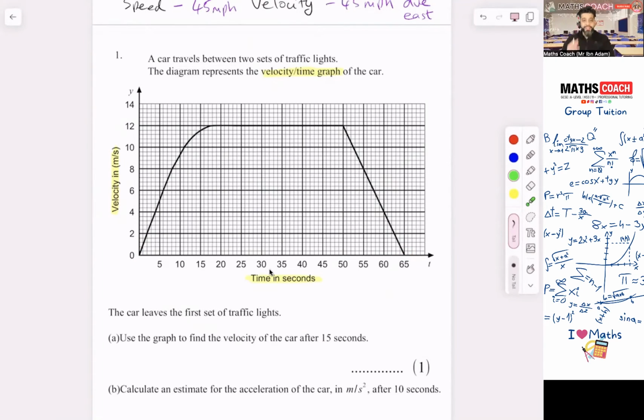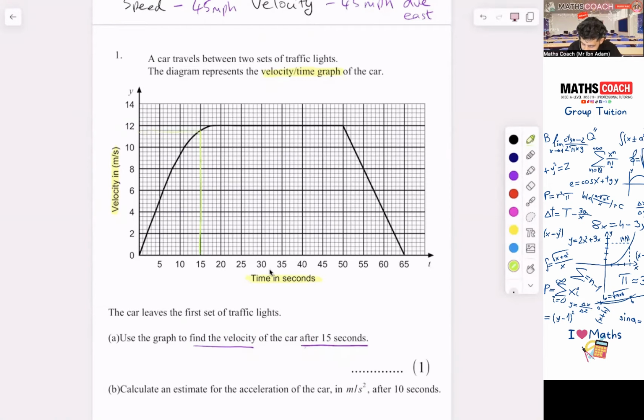Now, the first question is, use the graph to find the velocity of the car after 15 seconds. Nice and easy. We can just read that from the graph. You go and find where 15 is on the x-axis, where the time is, and then you draw a line, you see where it hits the line, and then you just simply read across. That's what you'll do.